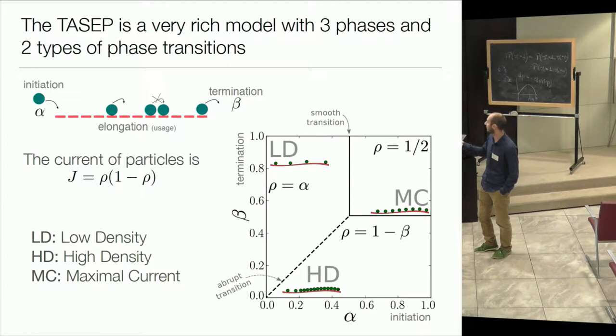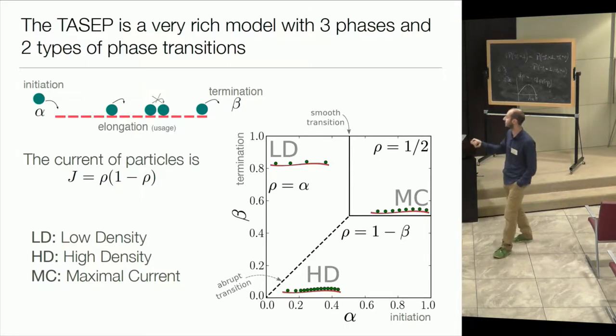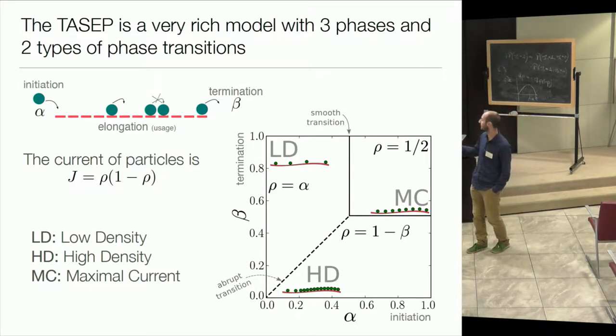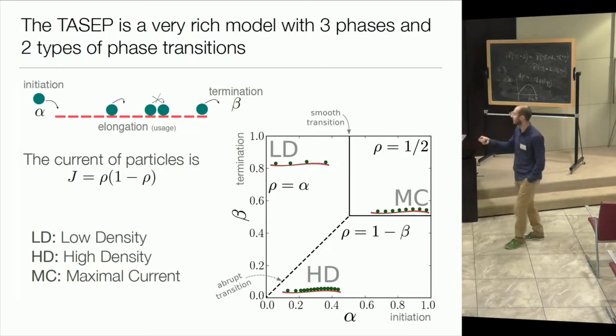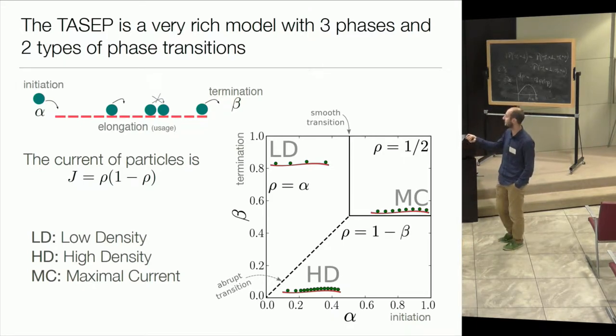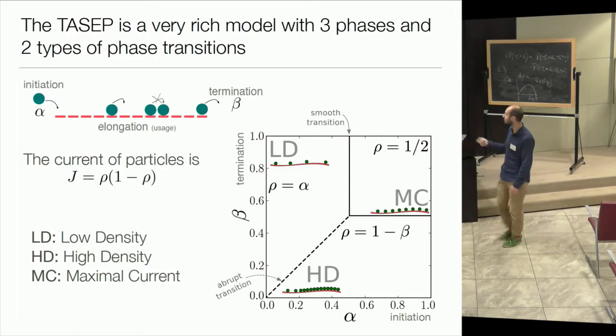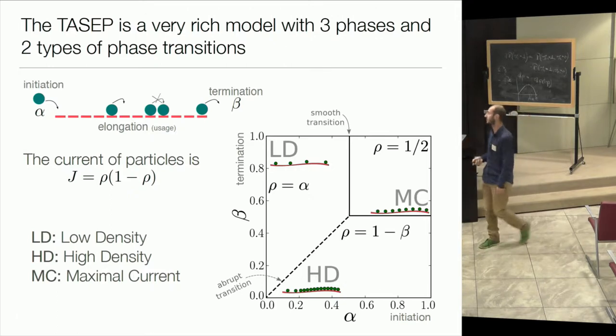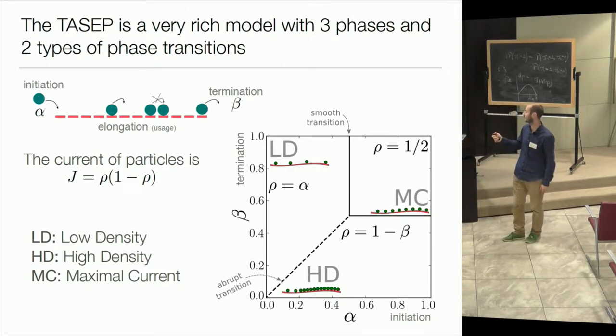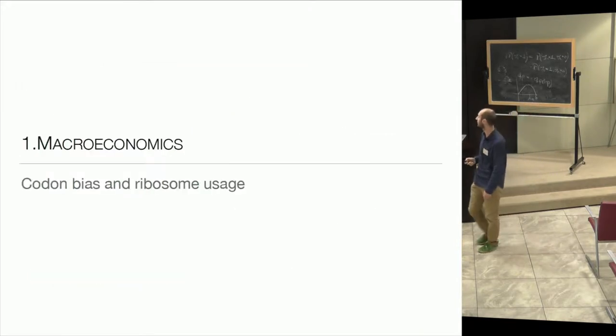We'd like to stress again that the initiation rate is the intrinsic affinity between the particle, the ribosome, and the messenger RNA. And the current in the steady state will be given by this rate alpha times the probability that you have something obstructing the entrance of the messenger RNA. But this will not depend on the density.